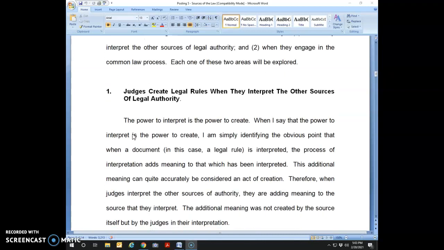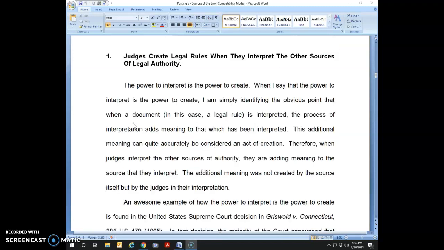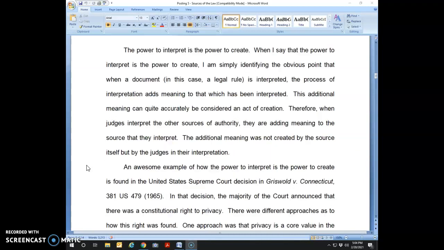So let's consider this. I say that judges create legal rules when they interpret the other sources of legal authority. And I think we have this very accurate statement that we don't always consider. The power to interpret is the power to create. When we have a legal rule that requires interpretation and a judge or a court interprets that legal rule, the legal rule has a greater meaning after the interpretation than it did before the interpretation, and to that extent the judge or judges have made law.